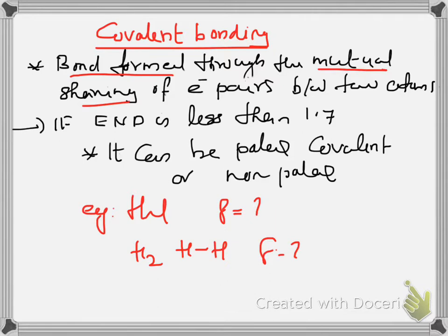If the electronegativity difference between the bonding atoms is greater than 1.7, that bond is considered to be ionic. But for a covalent bond, this difference in electronegativity should be less than 1.7. So depending on this difference, covalent bonds can be polar covalent or non-polar covalent.